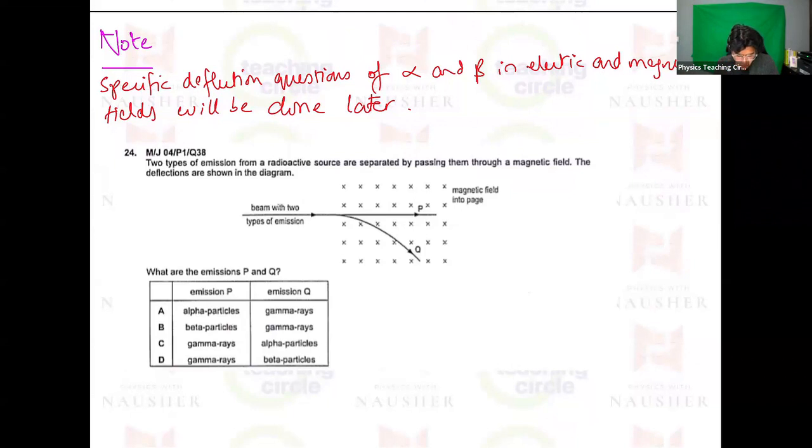You can easily guess which one this is. Can you guess which one this is? The one which passes straight without any deviation. You should have memorized this. It's always gamma. Now we're not sure which one is this one, because the two that deflect are alpha and beta. Now they're saying it could be alpha, it could be beta. How do you decide which one it is? For that, you need to know certain rules, and those rules we will do later. So that will be done later. Got it? Is it clear?